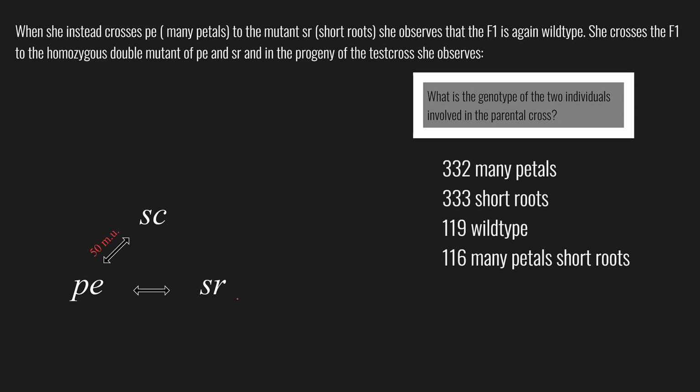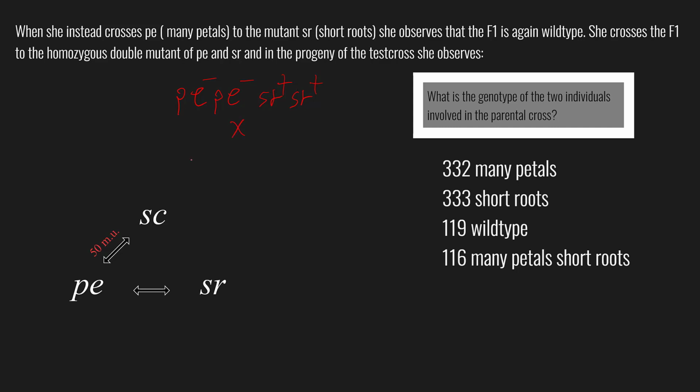Okay, so the many petals organism is going to have the same genotype as before. It's going to be PE minus, and then we're going to have a different gene. We are not playing with SC anymore, but SR. SR plus plus, right? Because these are purebreds. They're assumed to be homozygote for all of their genes. That is an important assumption.